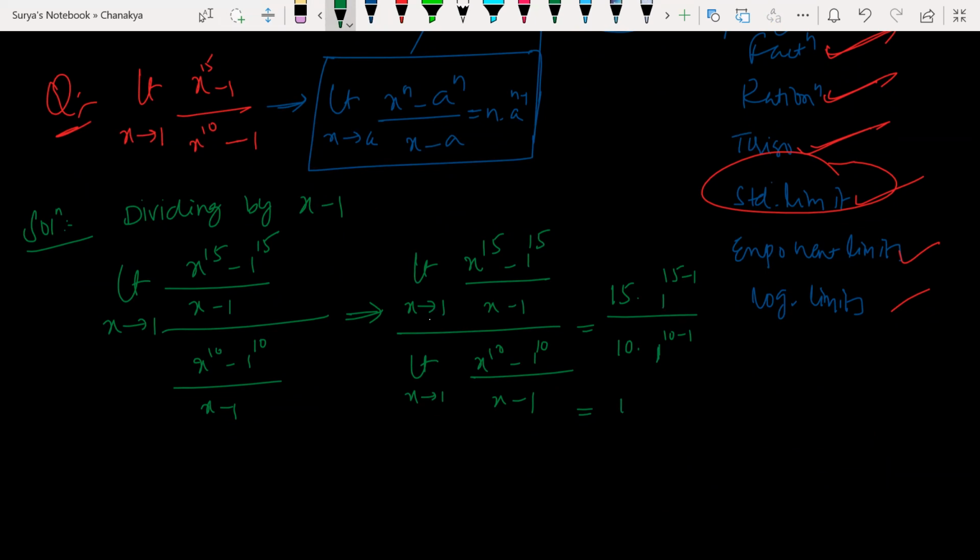Is it clear? So 15 into 1 to the power of something is 1 only. 10 into 1 to the power of something is 1 only. So 15 into 1 is 15, 10 into 1 is 10. So 3 by 2 is my answer. So guys, this is your board point of view. For boards, you have to do it like this.